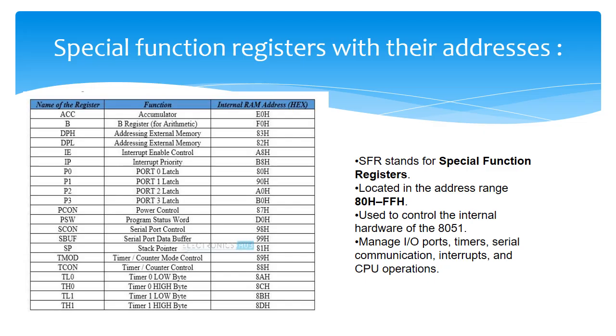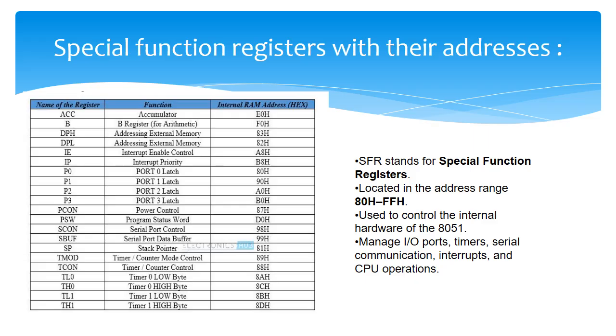So SFR stands for special function registers. It is located in the area from 80 to FF. So the upper part of your RAM is dedicated to the special function registers. So we know that we have a RAM of about 128 bytes, and the upper part, 80 to FF, will be special function. This is used to control the applications.